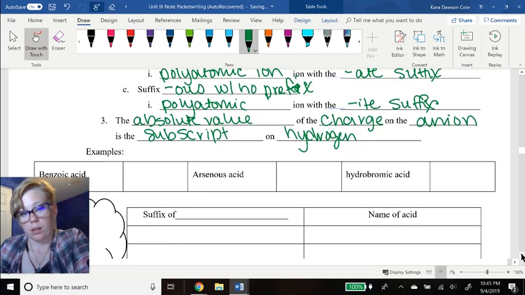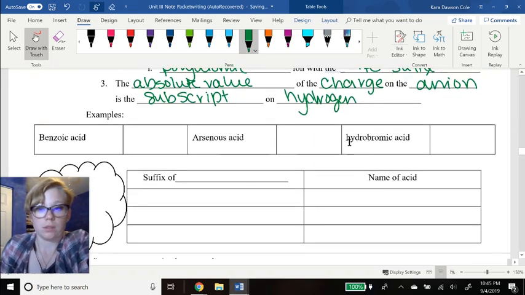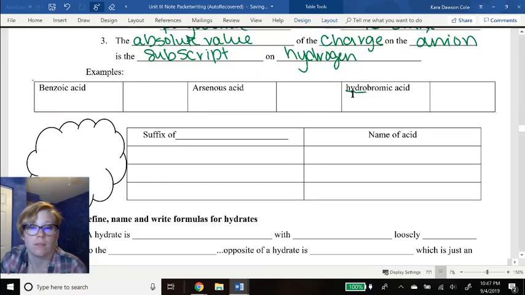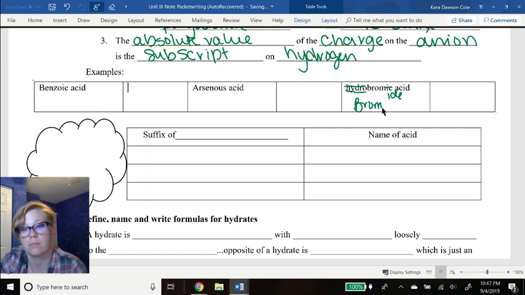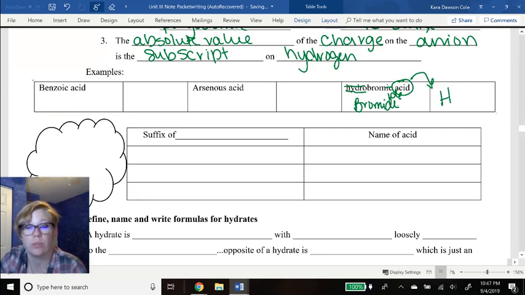So in these examples, I've got hydrobromic. I'm going to take out hydro, and I know it goes to ide, so I've got bromide. I automatically have acid, so that means I've got hydrogen. So it's hydrogen bromide. Bromide is Br with a -1 charge, so it's HBr. Next, benzoic.